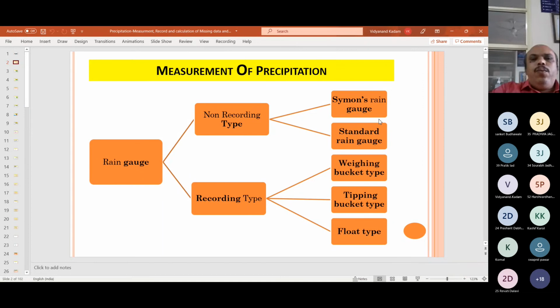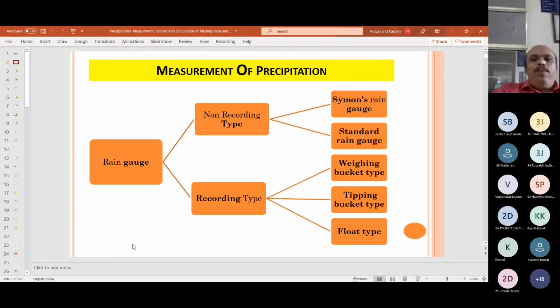Now we are going to learn how to measure precipitation. As explained earlier, measurement of precipitation is done with the help of an instrument known as a rain gauge. These rain gauges are available in two types: recording type and non-recording type. In the recording type there are three varieties: weighing bucket type, tipping bucket type, and float type rain gauge. In the non-recording type there are the Symons rain gauge and the standard rain gauge.